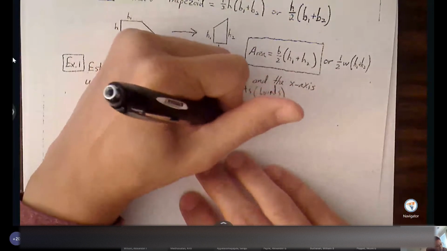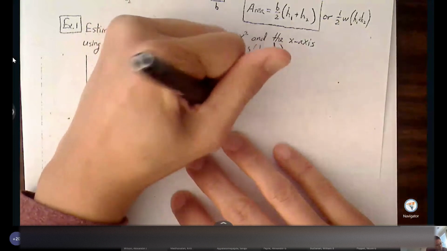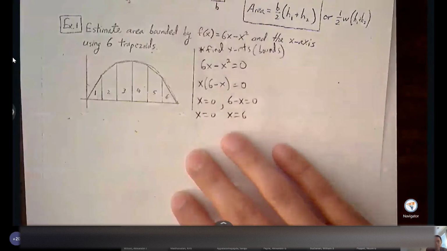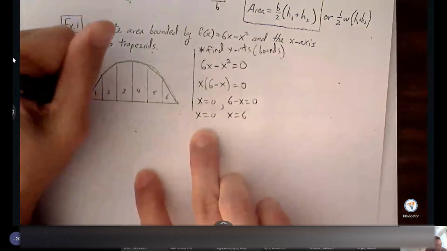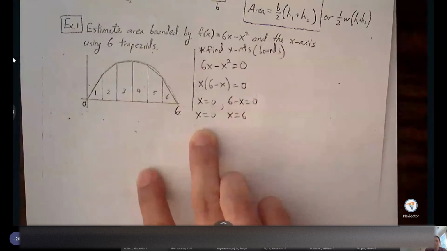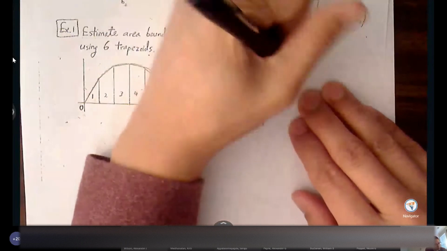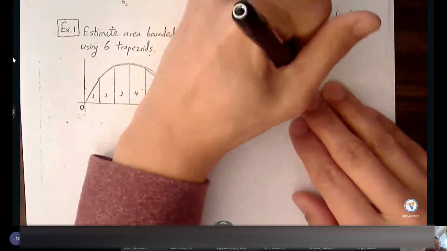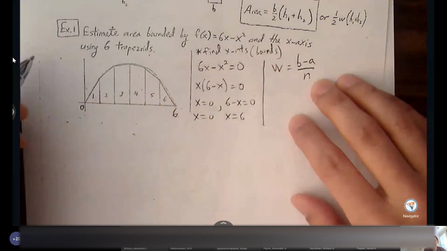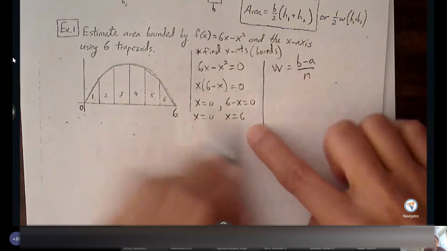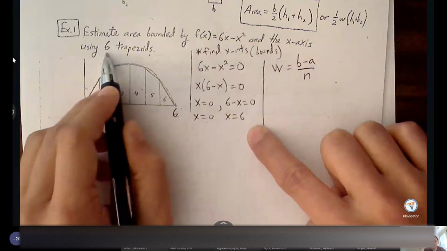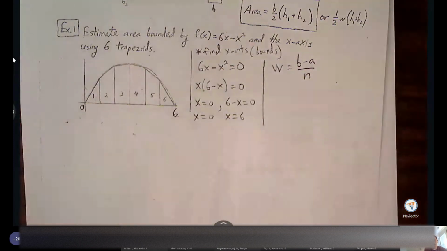So factor the x out. So we have 0 and 6 being our left and right bound. And now we want to find the width. We want the width to be the same for each of these rectangles, or sorry, trapezoids. So b minus a over n, same width formula as before. Our a value is 0, our b value is 6, and then our n value is 6 because we have a specific number of trapezoids.